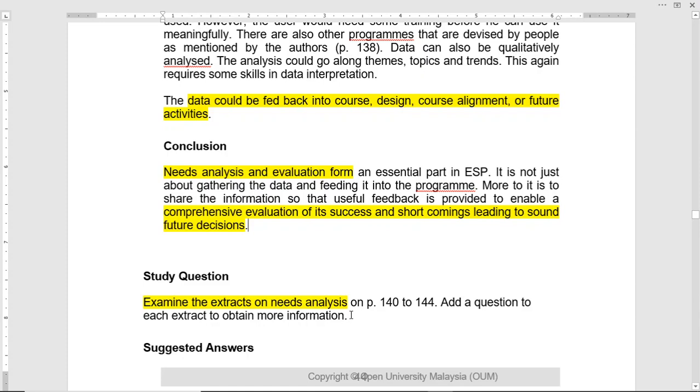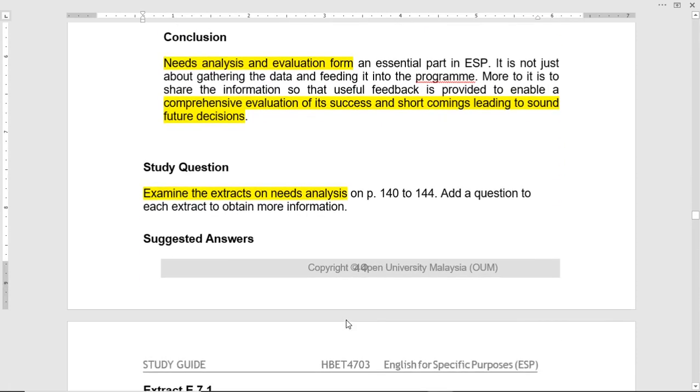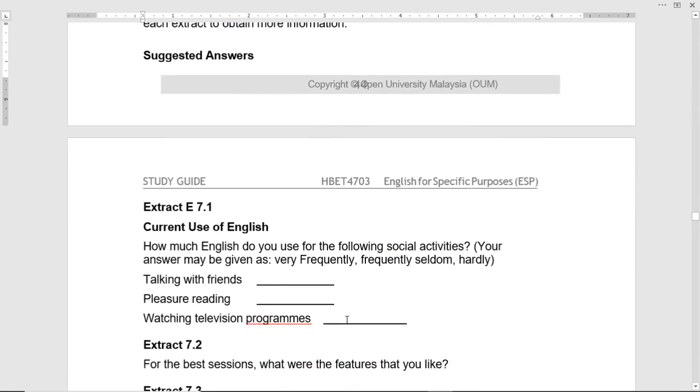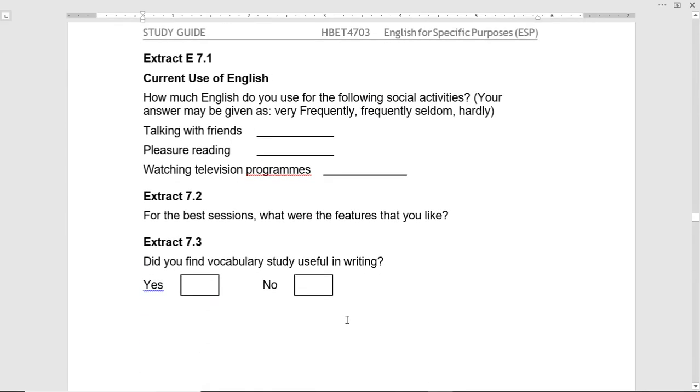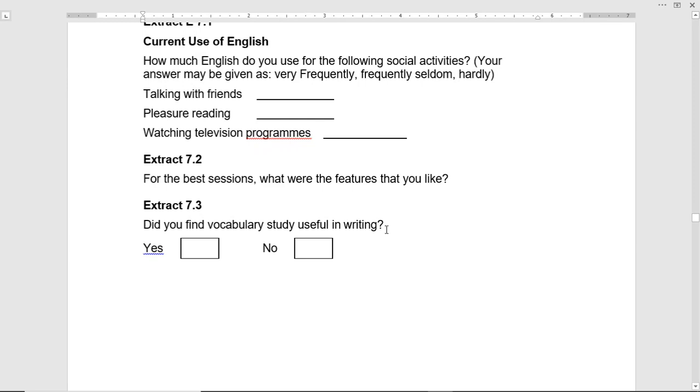So the study question: examine the extracts on needs analysis on the following pages and then give the answers. Suggested answers are here. This is also very helpful for your assignment.